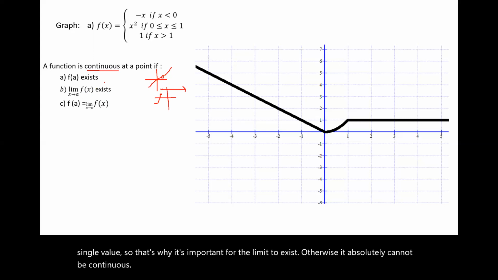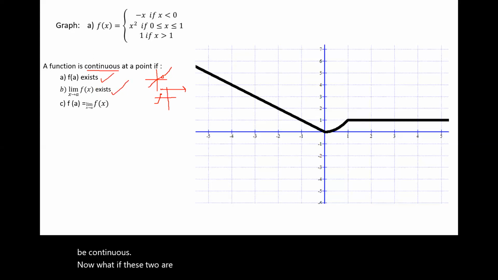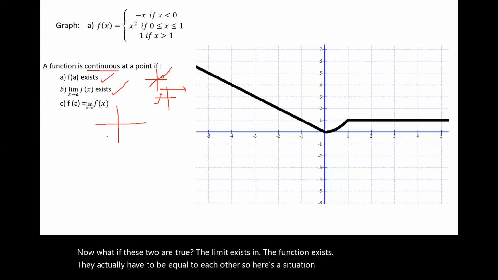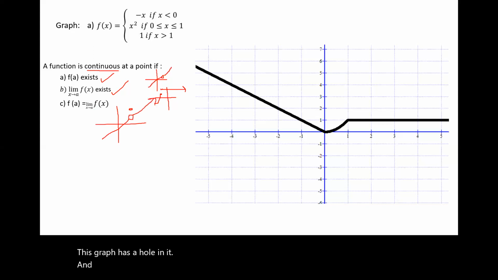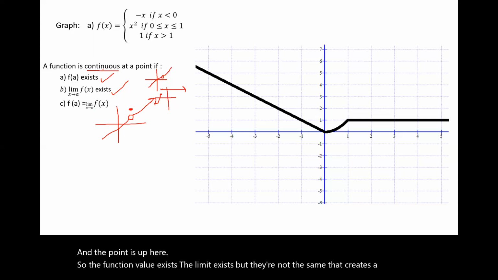Now, what if these two are true? The limit exists and the function exists. They actually have to be equal to each other. So here's a situation where they're not. This graph has a hole in it, and the point is up here. So the function value exists. The limit exists, but they're not the same. That creates a hole, which makes it not continuous.